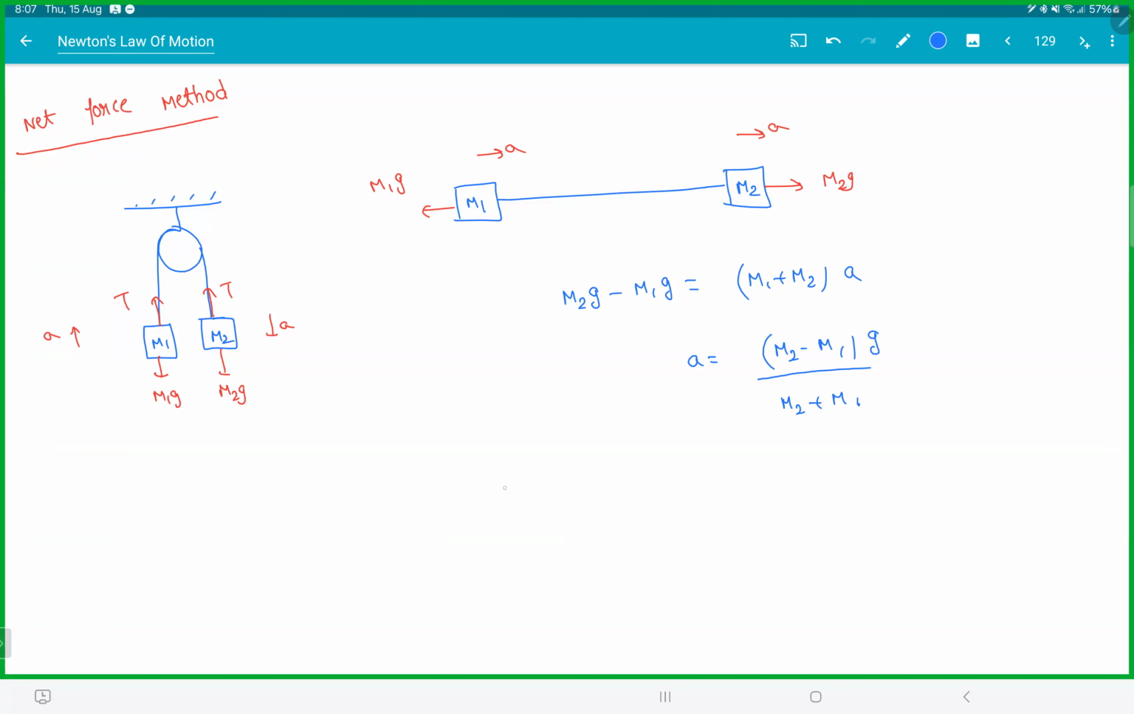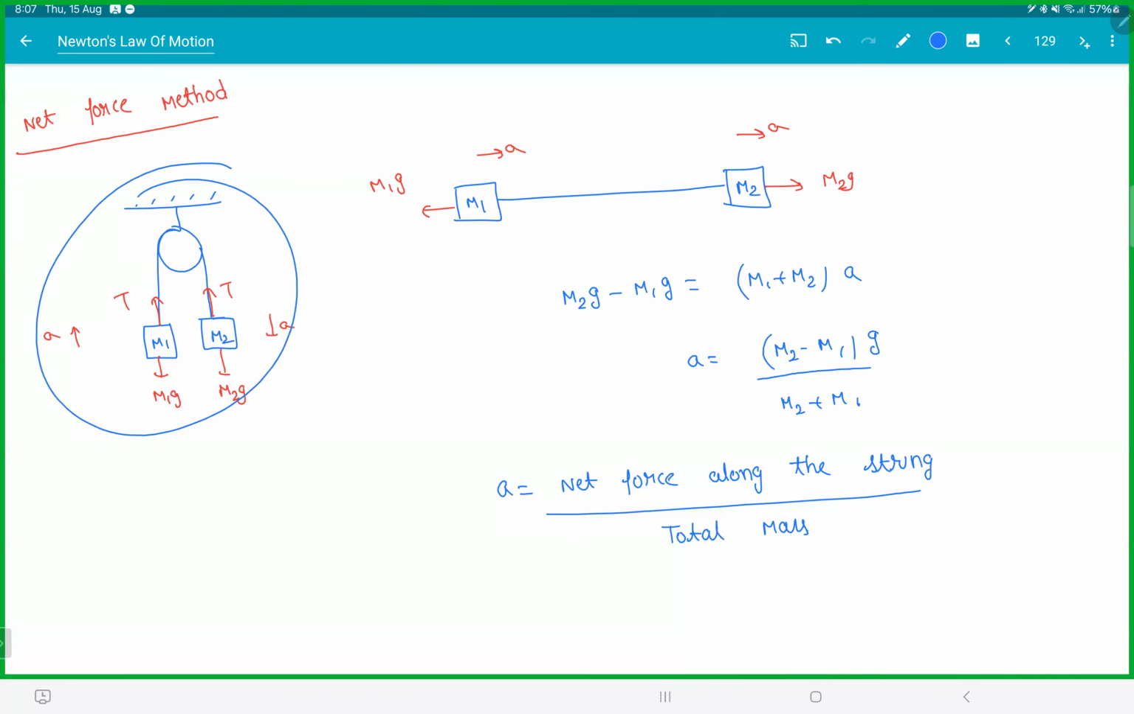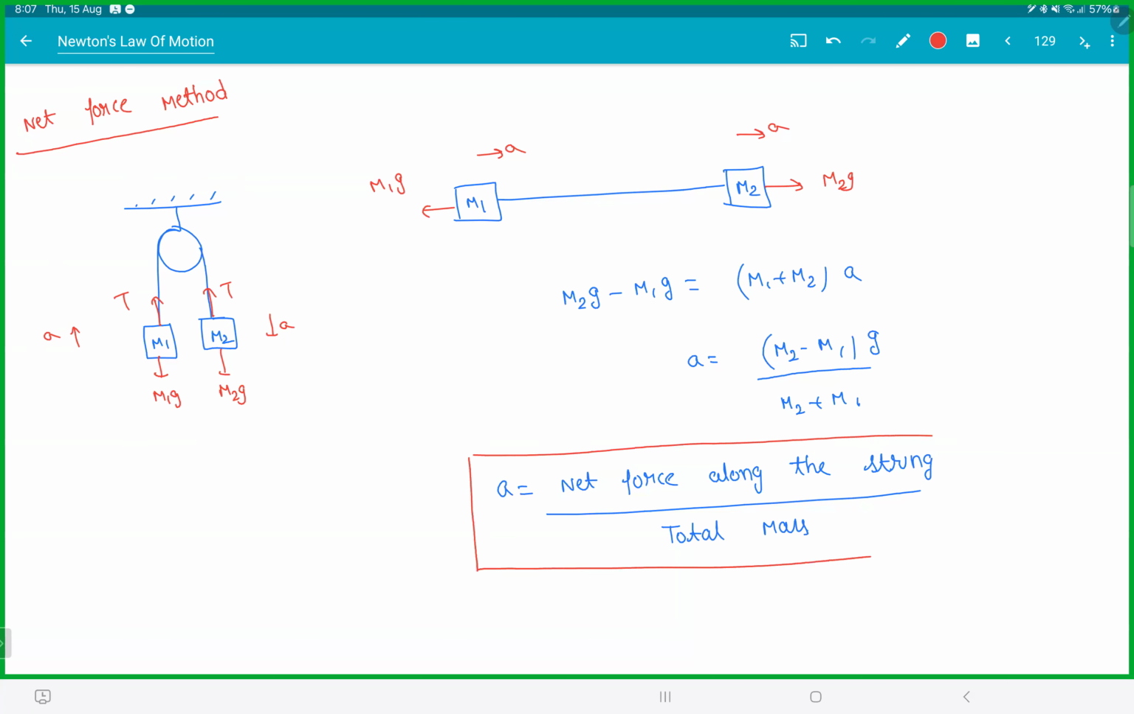So we can do this thing. I can write acceleration would be net force along the string. Now this is not an official thing. It works. You're manipulating the mathematical equation. So you take the net force along the string by total mass. Meaning Max will say this and this are identical as far as the answer is concerned. Let me show a few more examples.